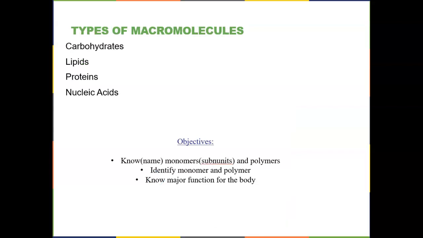We are going to have four different types of macromolecules: carbohydrates, lipids, proteins, and nucleic acids. For each one, you want to know the name of the monomers, or the parts that make up that macromolecule, and then also the polymers. And then you want to be able to identify pictures of the monomers and the polymers when you see them, and know the major function of each of the different macromolecules in the body. So those are the sorts of questions you're going to get on the exam.